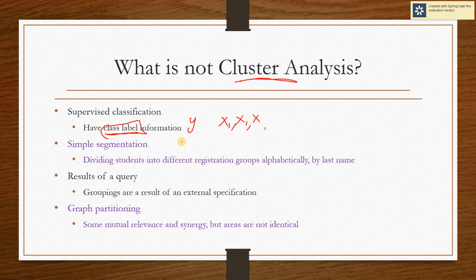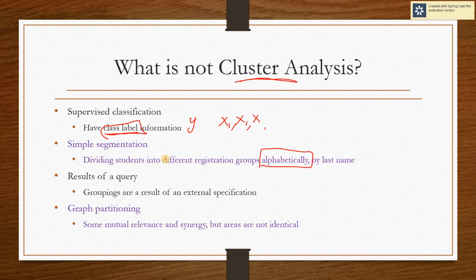Next is when you are doing simple segmentation. For example, you are dividing students into different registration groups alphabetically, meaning that you already know, okay, I would like to divide them according to their alphabet, or their last name. This is not called cluster analysis, because when you are doing cluster analysis, you don't know exactly what value you are defining, or you don't know what the class label is.